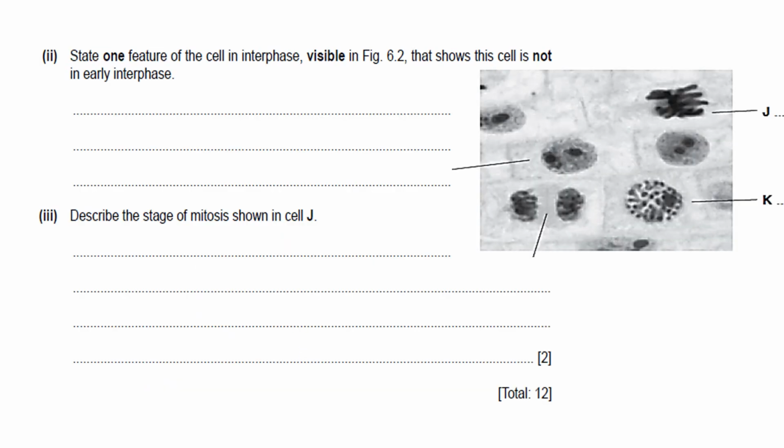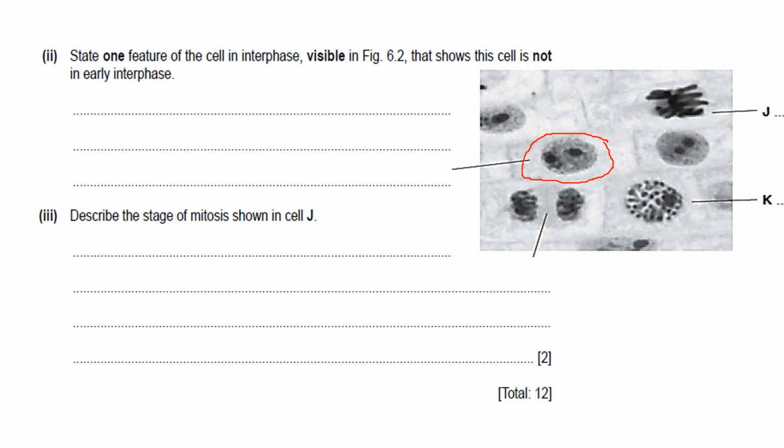Okay, and this is the last set of questions. It says, state one feature of the cell in interphase that is visible in figure 6.2 that shows the cell is not in early interphase. So they're telling you again to look at this cell, because if you remember from the previous slide, that was our interphase cell.